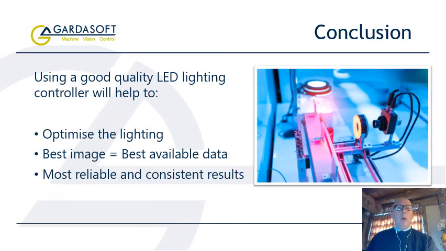Let's sum up on all the things that we've learnt during this presentation. Lighting has an enormous influence on the quality of the captured image. By making sure that the lighting is accurate and consistent, we'll ensure that the machine vision software receives all the data that is potentially available and yield the best results.